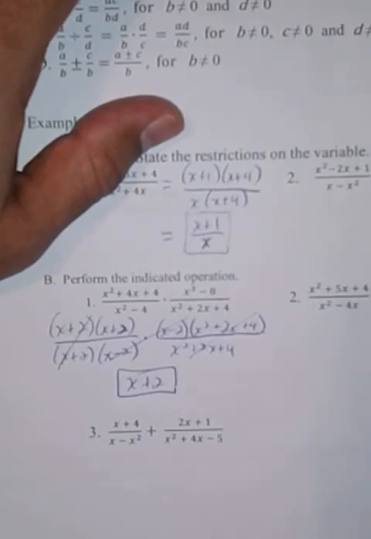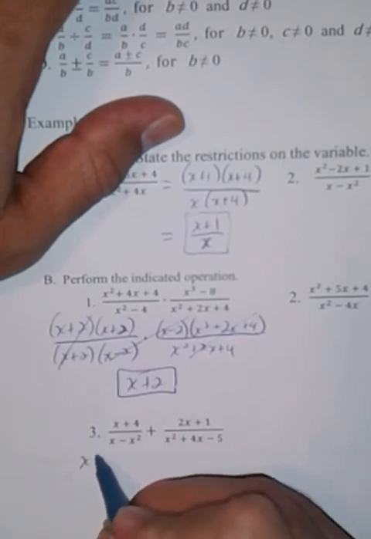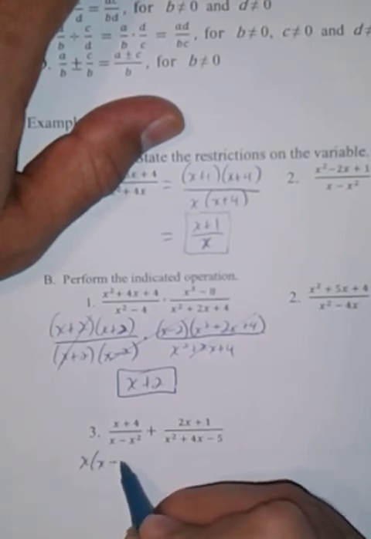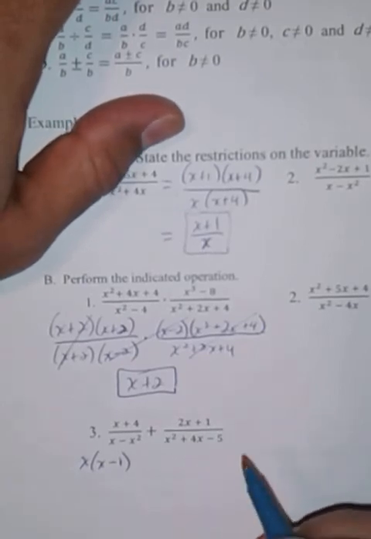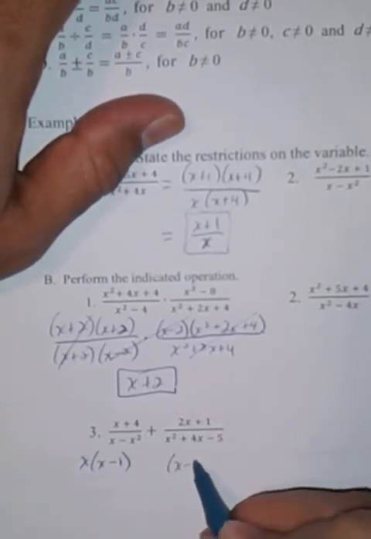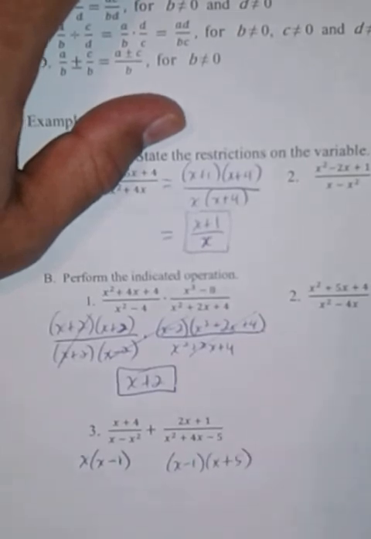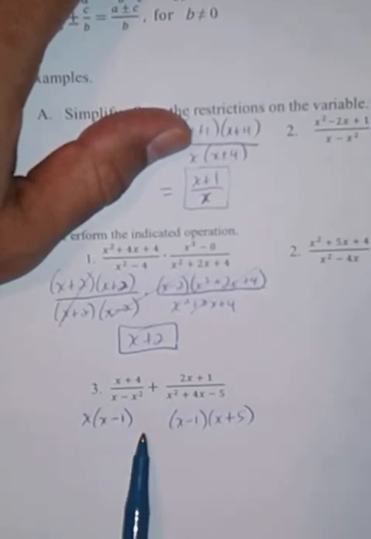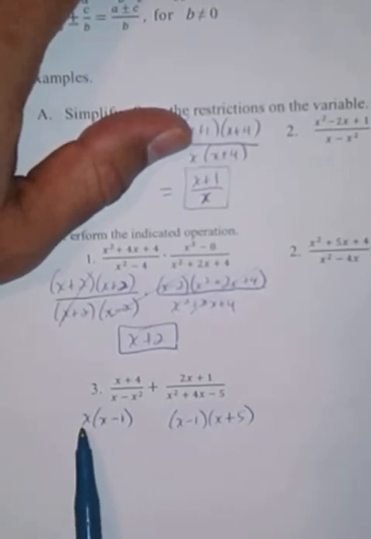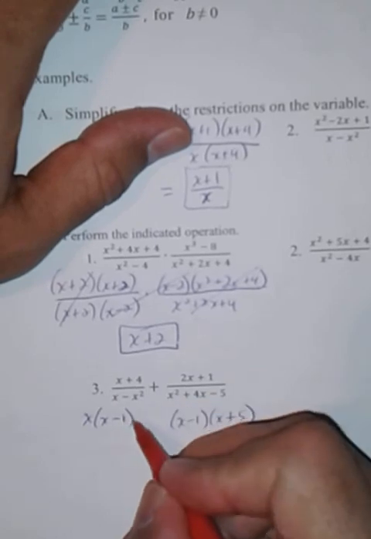All right, let me factor the first denominator, x minus x squared, and I can factor out an x times x minus 1. And then the second denominator, x squared plus 4x minus 5, that's x minus 1 times x plus 5. Okay? All right. So your common denominator needs to have all the same factors. So you notice in your first denominator, you're missing the x plus 5. So you will multiply times x plus 5 on the first fraction.